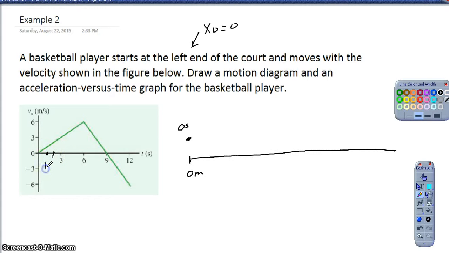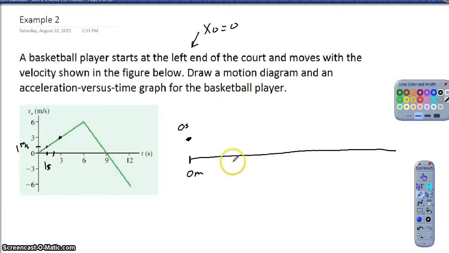So after 1 second, the two pieces of information that I want to make sure I know are where is the basketball player and how fast is he moving. Finding how fast he's going is pretty easy. If I'm just looking at this point, it's over 3 up 3, so the slope is 1. So I know that at 1 second he's moving 1 meter per second. So that's hopefully not too tricky.